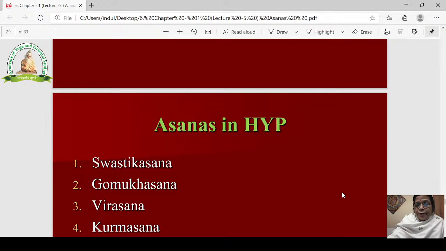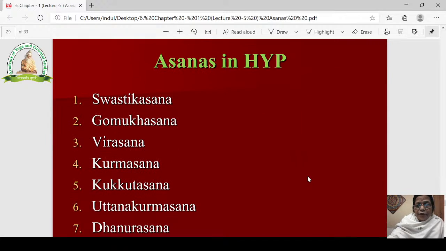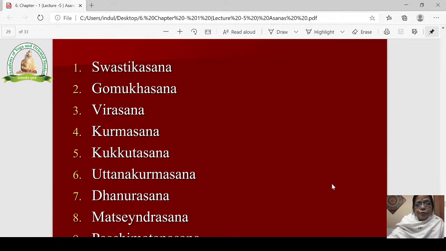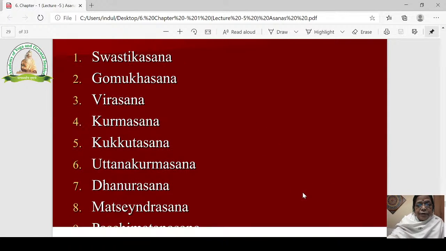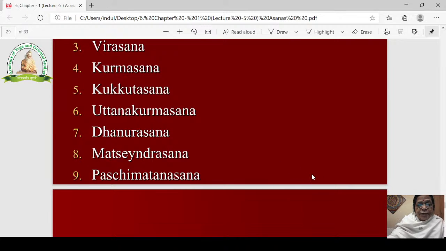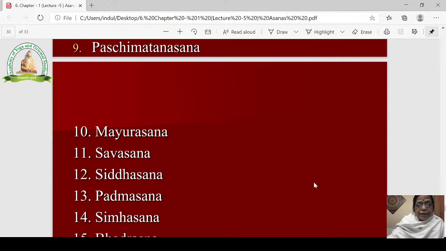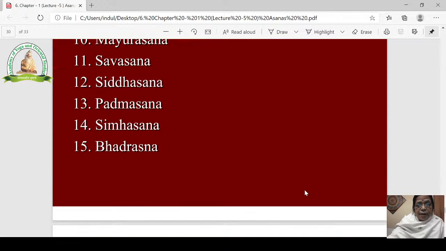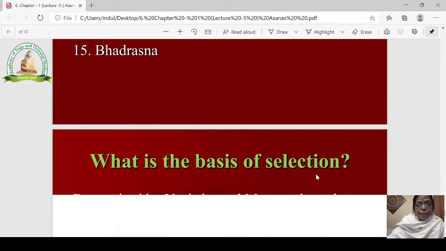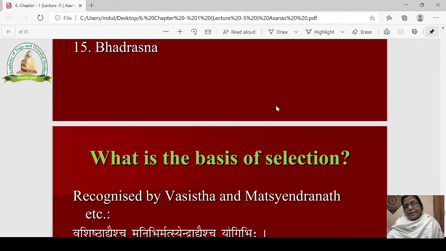Now, the total number is not 4. The total number is more than 4, but the best among them are four. Now, what are the total asanas described in Hatha Yoga Pradipika? These are the asanas: Swastikasana, Gomukhasana, Virasana, Kurmasana, Kukkutasana, Uttana Kurmasana, Dhanurasana, Matsyendrasana, Paschimottanasana, Mayurasana, Shavasana, Siddhasana, Padmasana, Simhasana, Bhadrasana. These are the asanas described in Hatha Yoga Pradipika, Chapter 1.